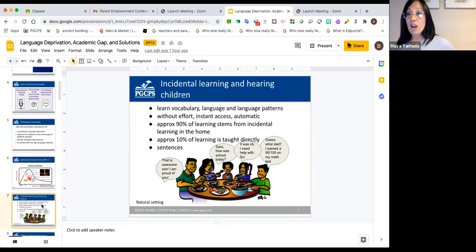So also before I talk about language deprivation, it's also important to understand the term incidental learning.